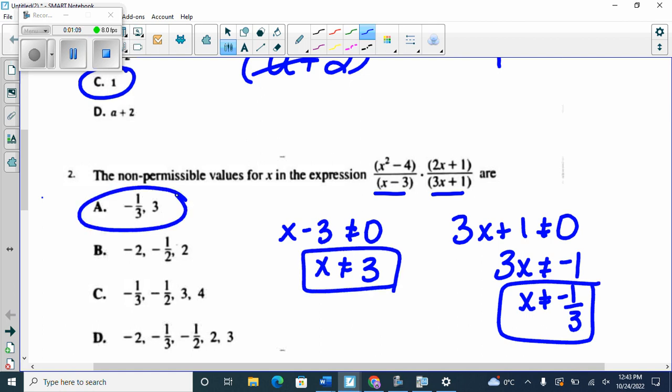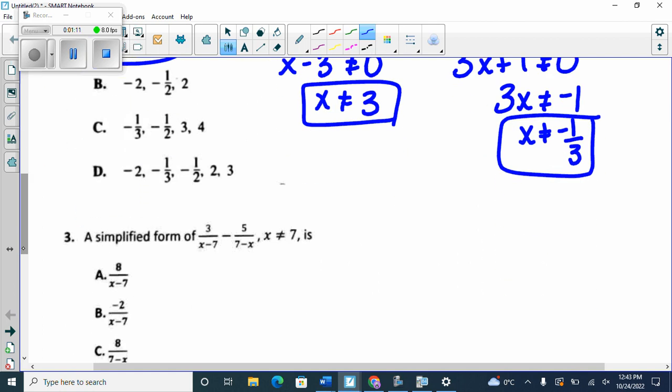A. Number 3, are those common? It's subtraction. When it's subtraction, we have to get common denominators. Are those common denominators? No. We have 3 over x minus 7 minus 5 over negative x plus 7 if we want to change the order. How do I make that be a positive x minus 7? Take out a negative 1.